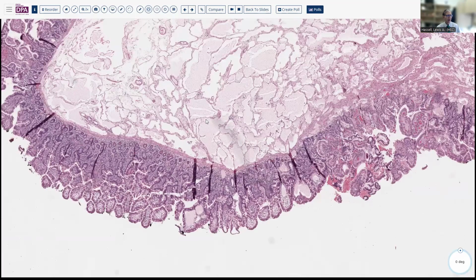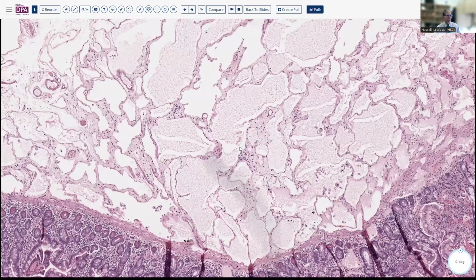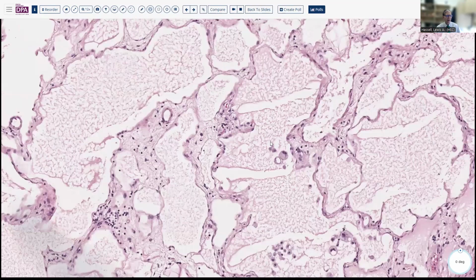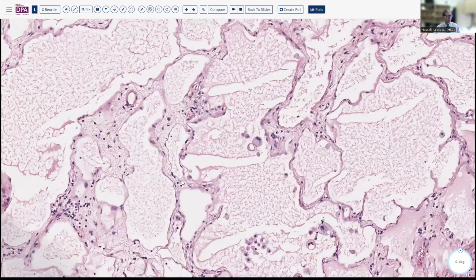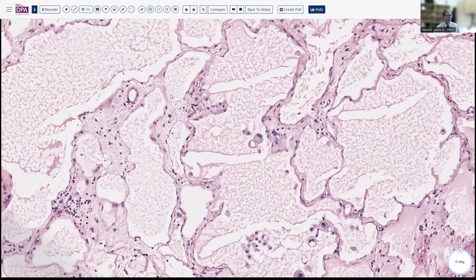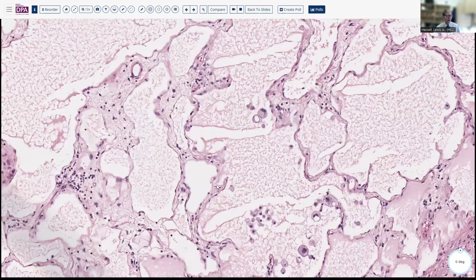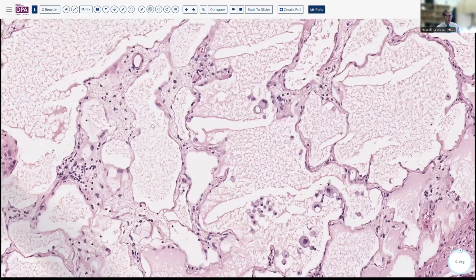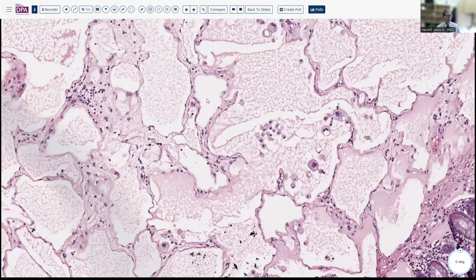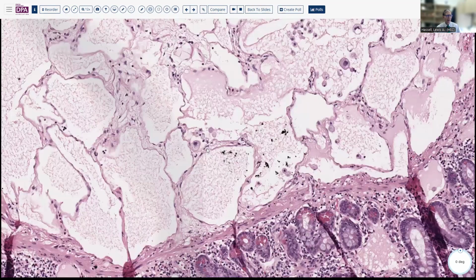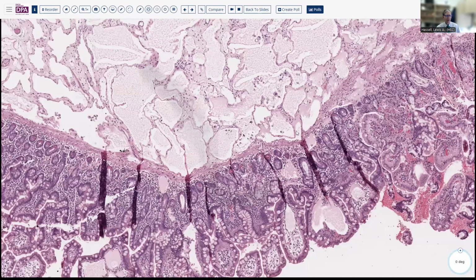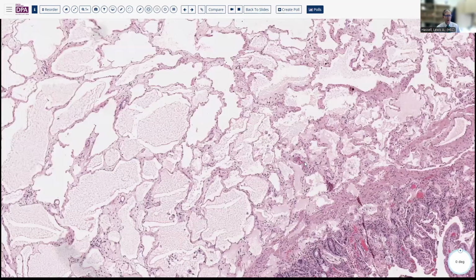Just a very, very rich network of very thin-walled vessels with little intervening stroma, occasional histiocytes in the lumina, but no red cells. Now, not everything that has dilated channels and no red cells is going to be a lymphangioma, but in general, once you get very large vessel structures like this, red cells are going to get into them if they have that connection.